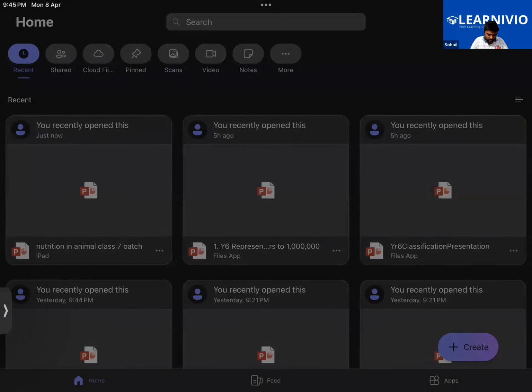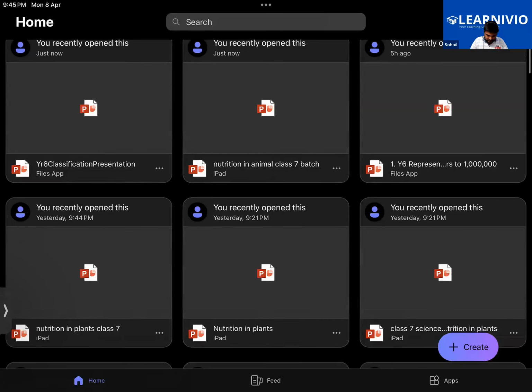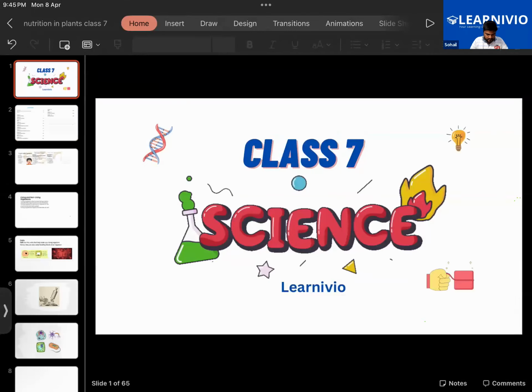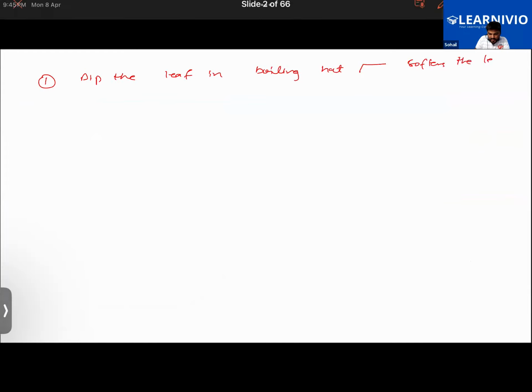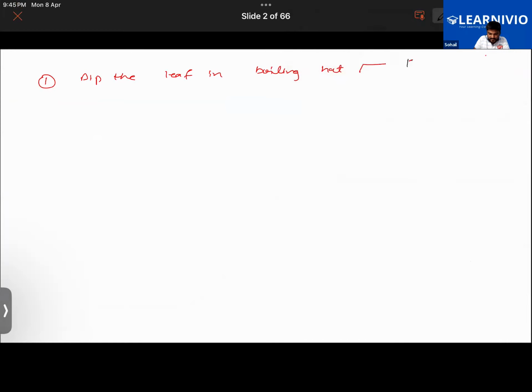One minute. The first step is that first of all you dip the leaf in boiling water. This basically softens the leaf. The first thing we should say is that boiling the leaf in hot water kills the leaf. Second thing is that it disrupts the leaf by destroying the cell walls, and makes it soft.